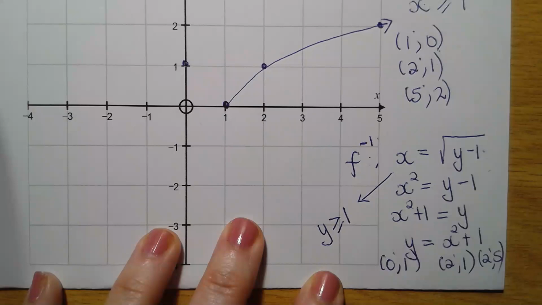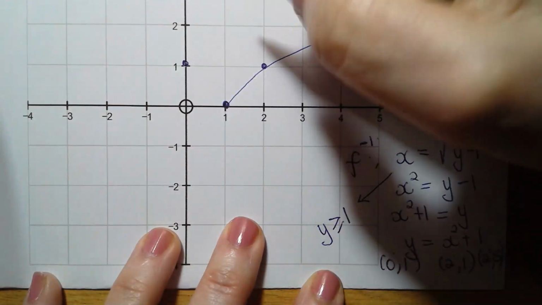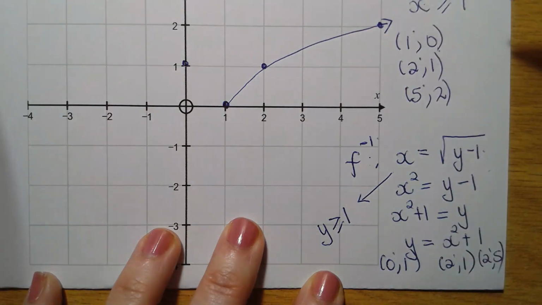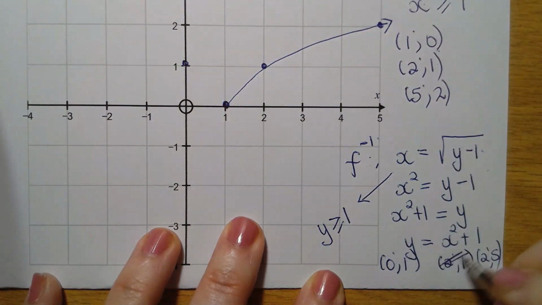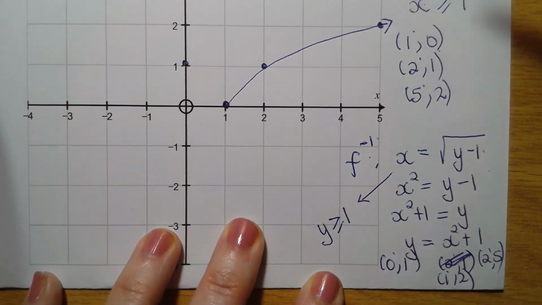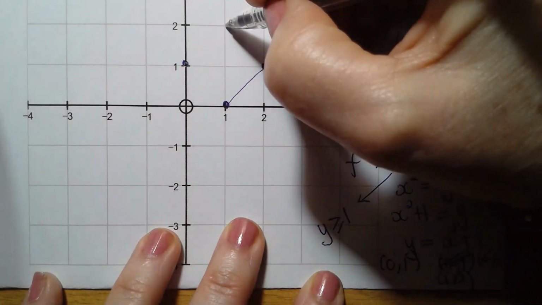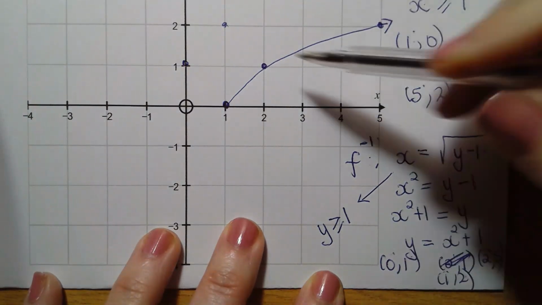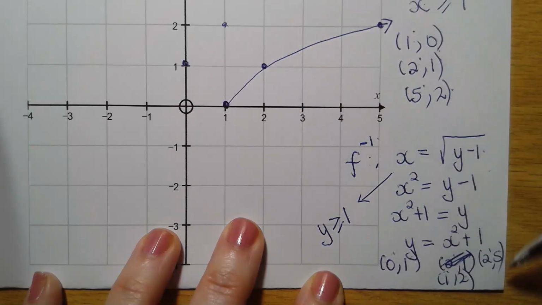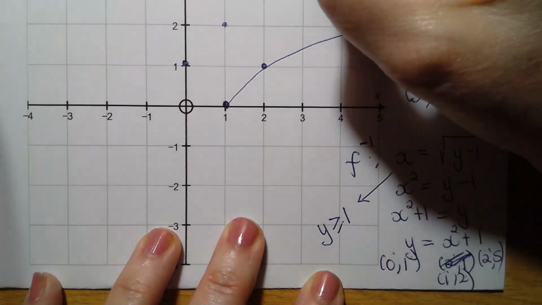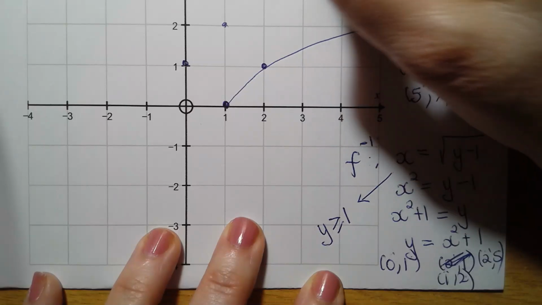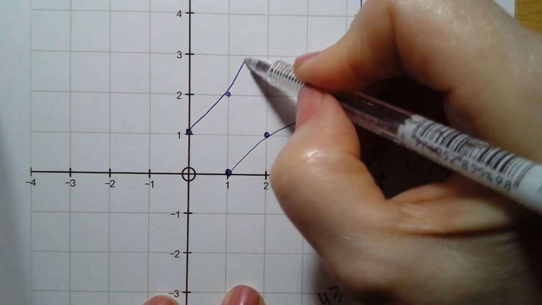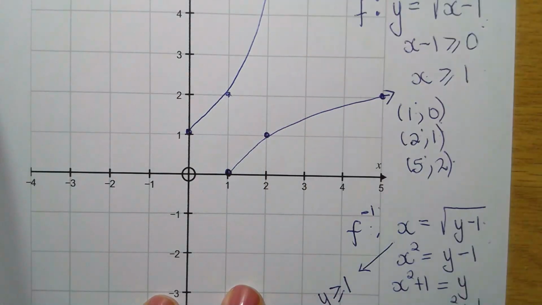(0, 1), (2, 1)... sorry, it becomes (1, 2). So (1, 2) is over here. So (1, 0) became (0, 1), (2, 1) becomes (1, 2). I've plotted that. And then (5, 2) becomes (2, 5). Okay. And so there's my 3 points over there. And the graph is going to look something like that.